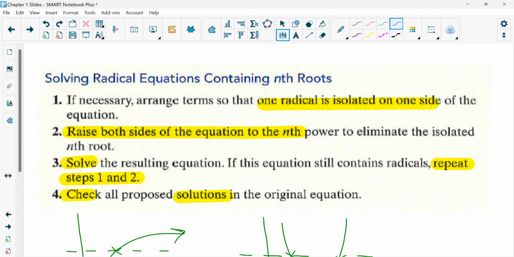You then want to solve. Depending on the problem, you may still have a radical in there, so you may have to repeat steps 1 and 2. And then this is where you have to check your solutions. There are things called extraneous solutions, and extraneous solutions are extra answers that you can get algebraically.